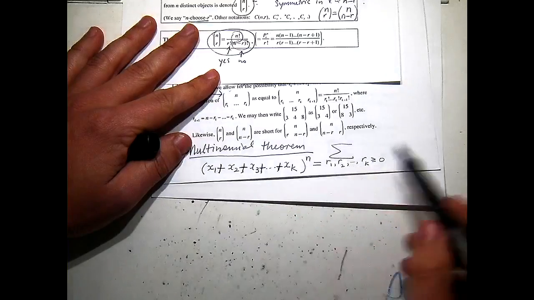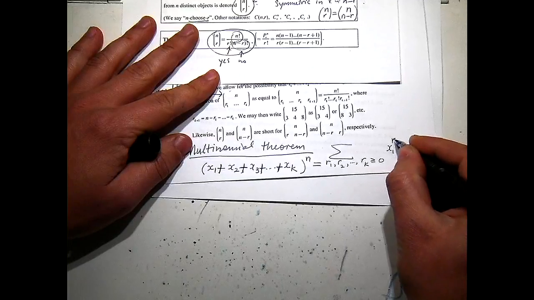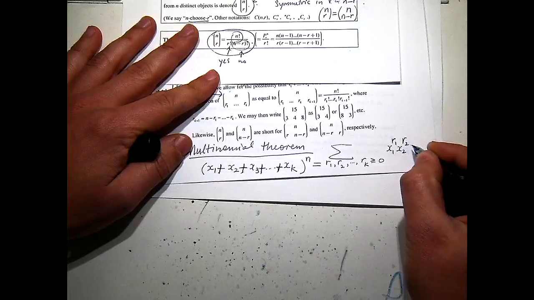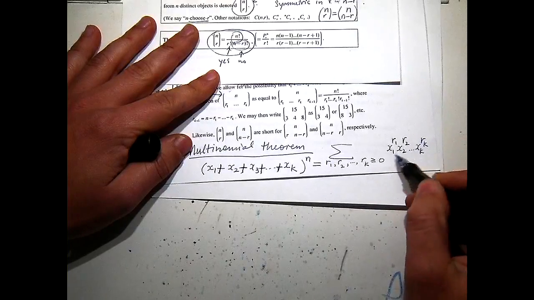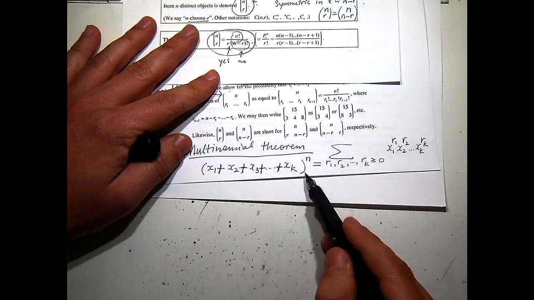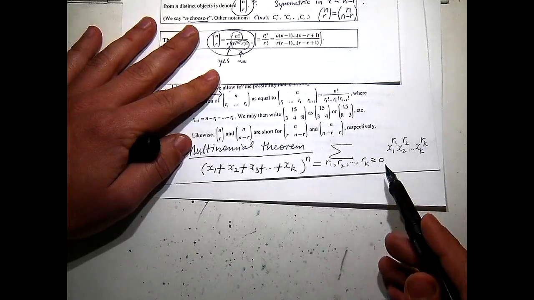You can think about it this way. The term that's going to be added is x1 to the power r1, so that's how many x1s I pick, x2 to the power r2, up to xk to the power rk. So I picked r1 x1s, r2 x2s, rk xk's, and all of that came out of raising that to the power n. So there's certainly a constraint on the ri's altogether.